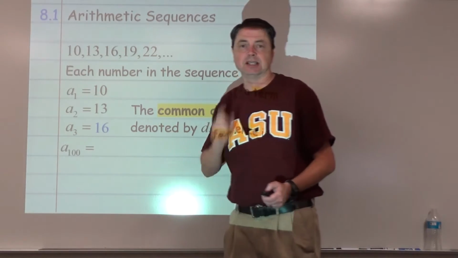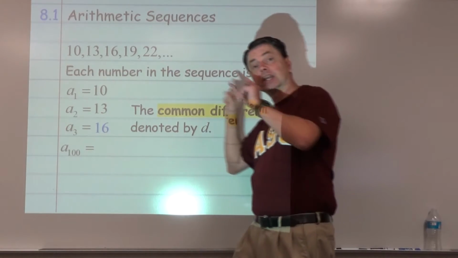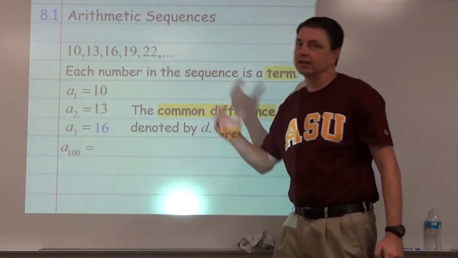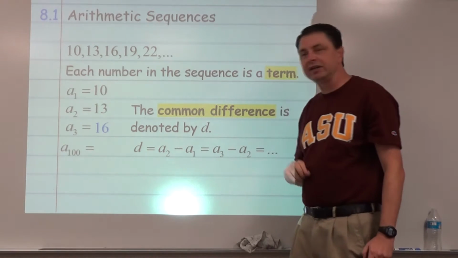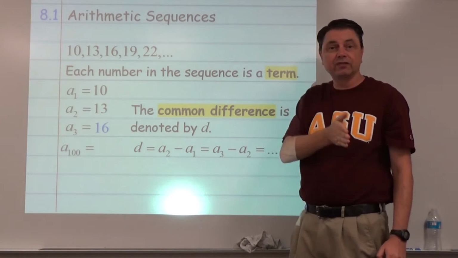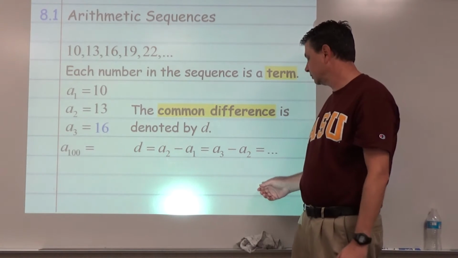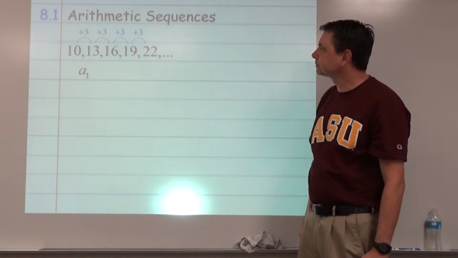19 minus 16 is 3. Or 13 minus 10. You've got to go that way with the subtraction. It doesn't work the other way. So we could do the second term minus the first, third term minus the second, the 41st term minus the 40th, and in this case we would get 3.